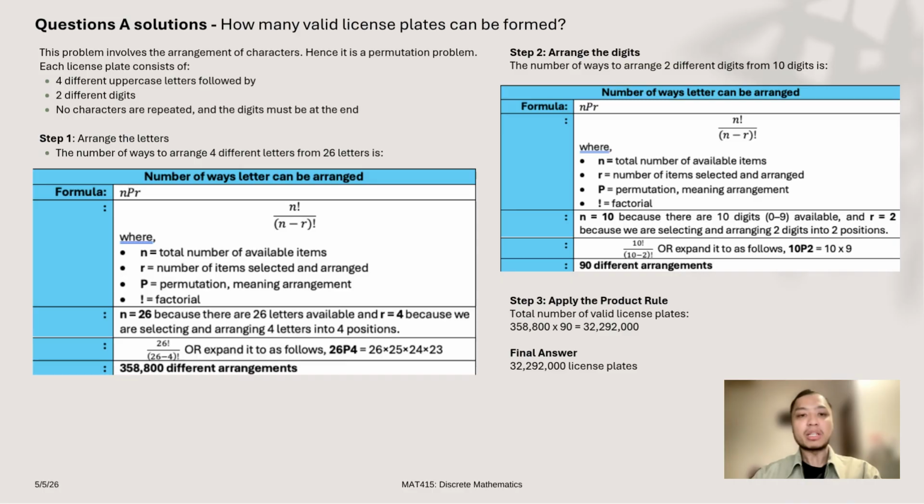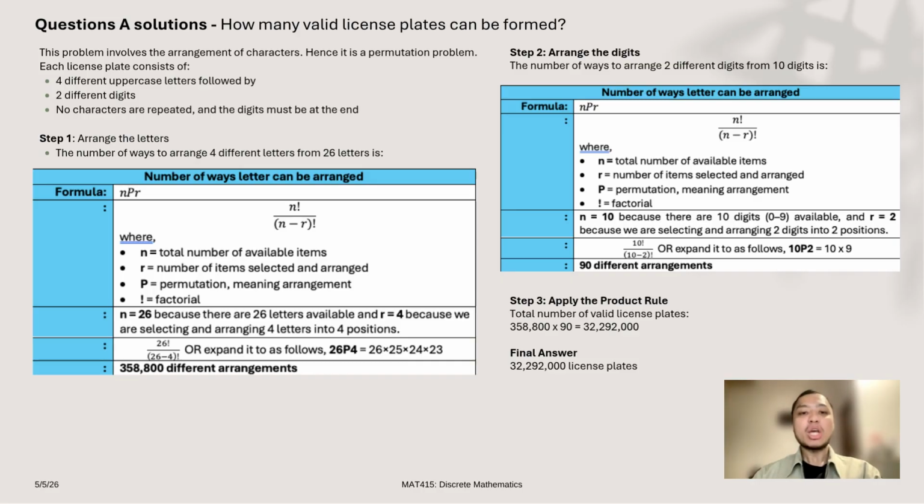358,800 letter arrangements. Next, we arrange the digits, where there are 10 digits from 0 to 9. So n is equal to 10, and we need to arrange 2 digits, so r equals 2. This gives us 10P2. Again, because repetition is not allowed, the first digit has 10 choices and the second digit has 9 choices. So 10P2 is equal to 10 times 9, which equals 90 digit arrangements.